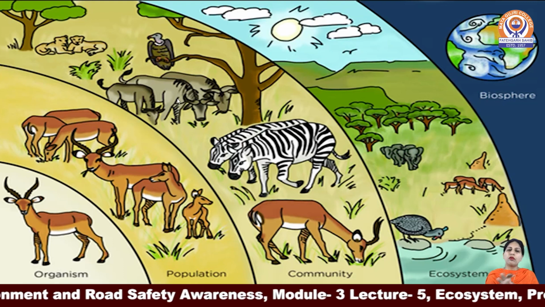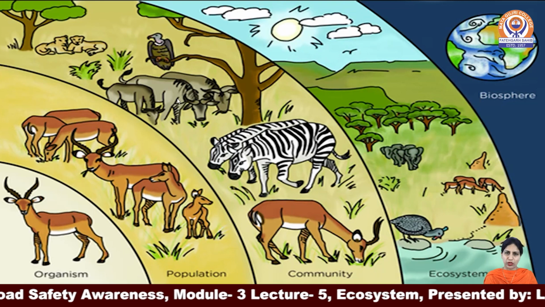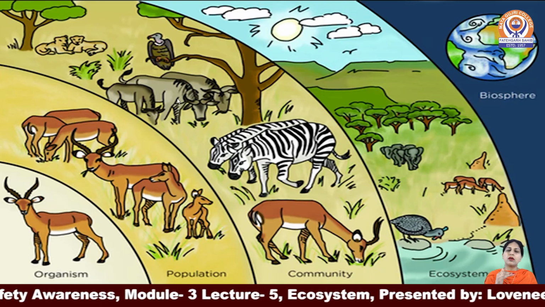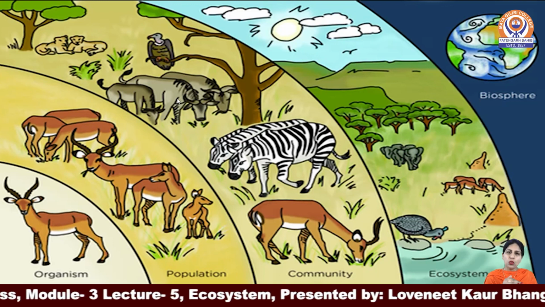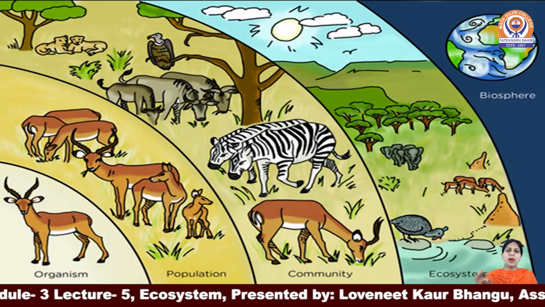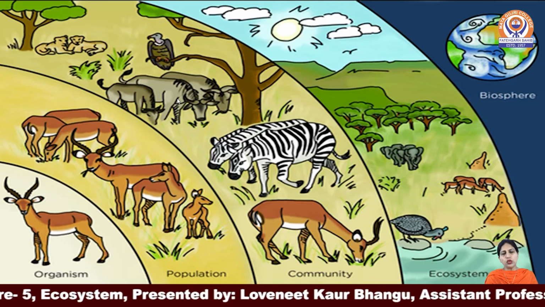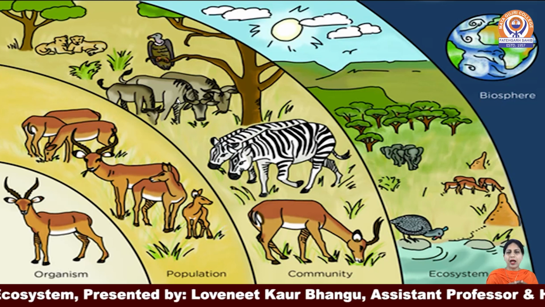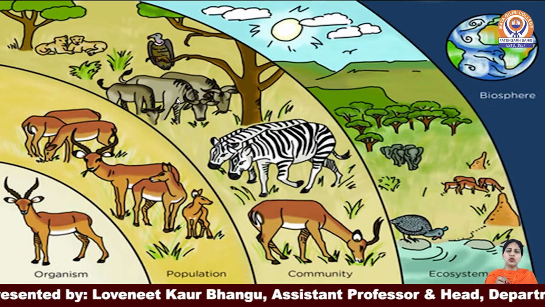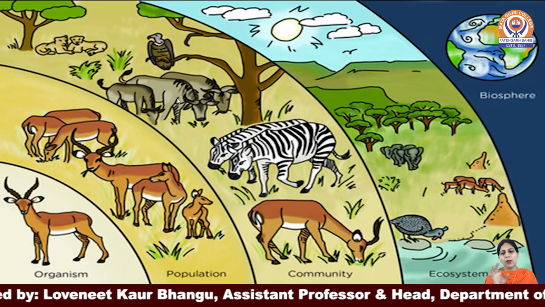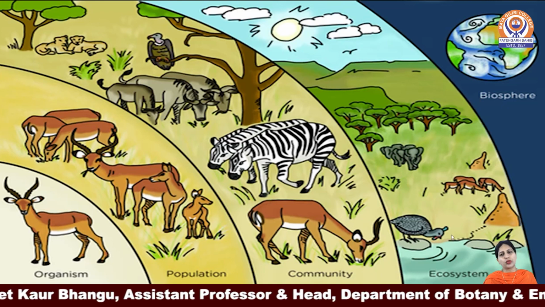So the sum total of all these populations collectively constitute a community. Till here we were dealing with only the living organisms, but when we add the abiotic factors to the community, that is the sum total of both the biotic, that is living, and the abiotic, that is non-living factors, when they are taken together to constitute the environment of an individual that is affecting that individual, it forms an ecosystem.